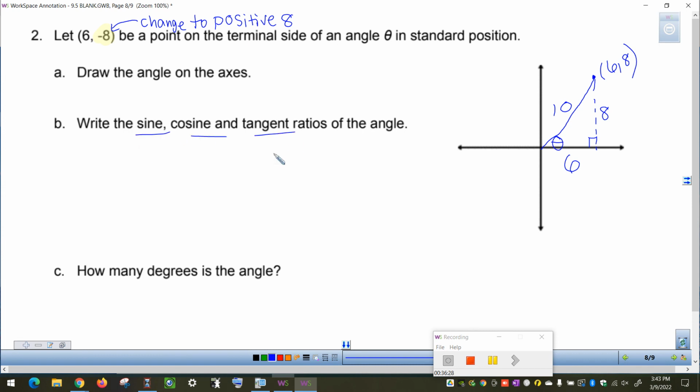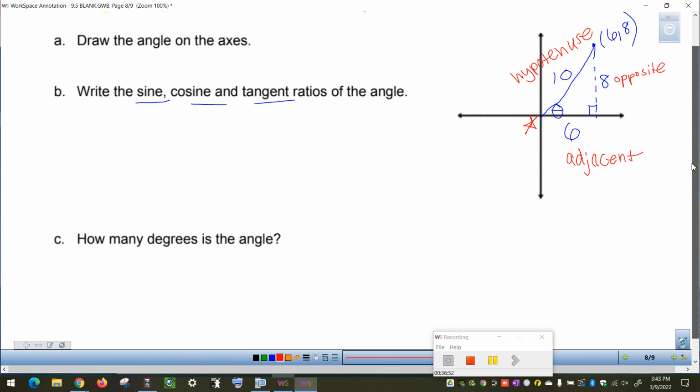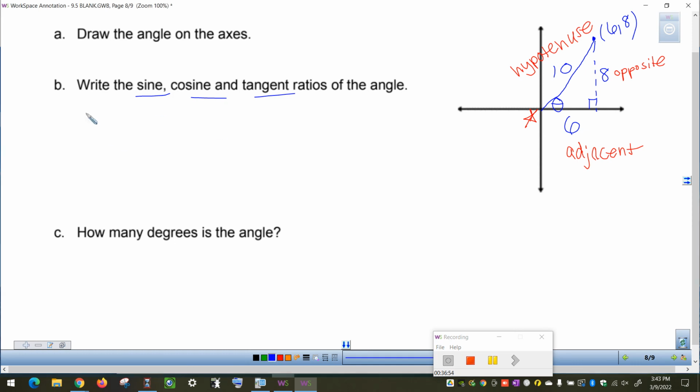So that's going to help us with part B of getting sine, cosine, and tangent for theta, because we can see 8 is opposite of theta, so that's like where our star is. 6 is adjacent. 10 is our hypotenuse. Okay, so here's something cool for part C. Here we wanted to determine how many degrees were in the angle. I'm actually going to write these out here in part B. This is what's going to help us answer part C.